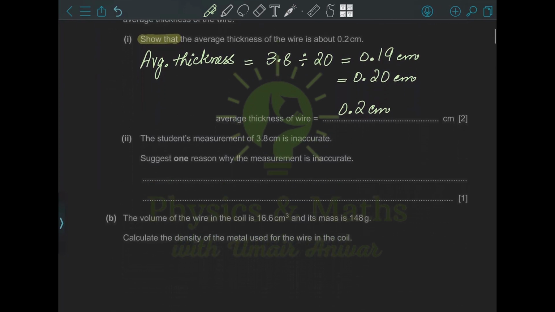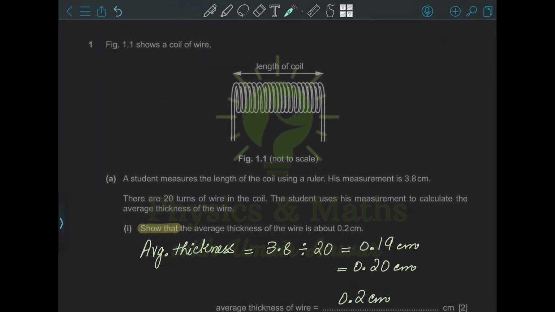The next part reads, the student's measurement of 3.8 centimeters is inaccurate. State any one reason why the measurement is inaccurate. Since the length is being measured using a ruler, one reason for inaccurate measurement could be that the eye is not perpendicular above the point of reading. The error caused because of this is called parallax error.